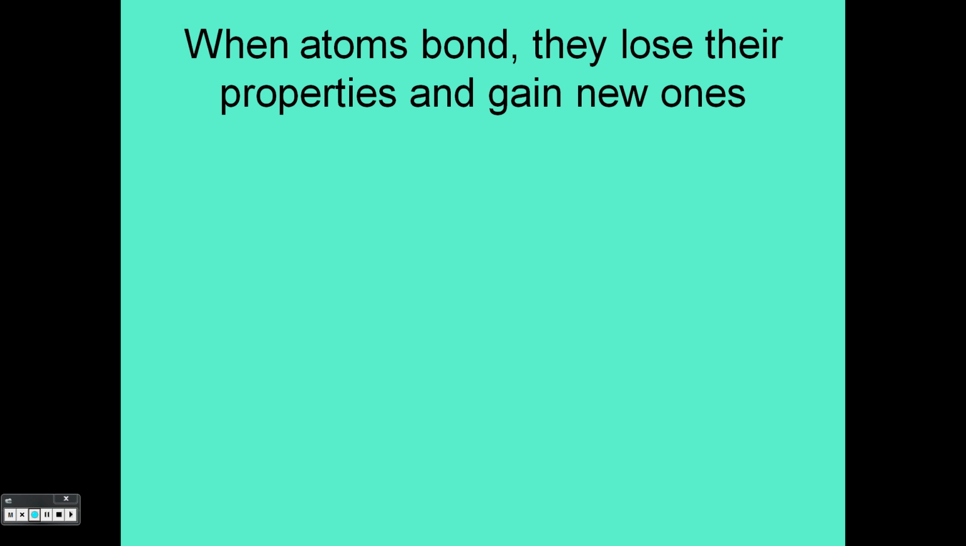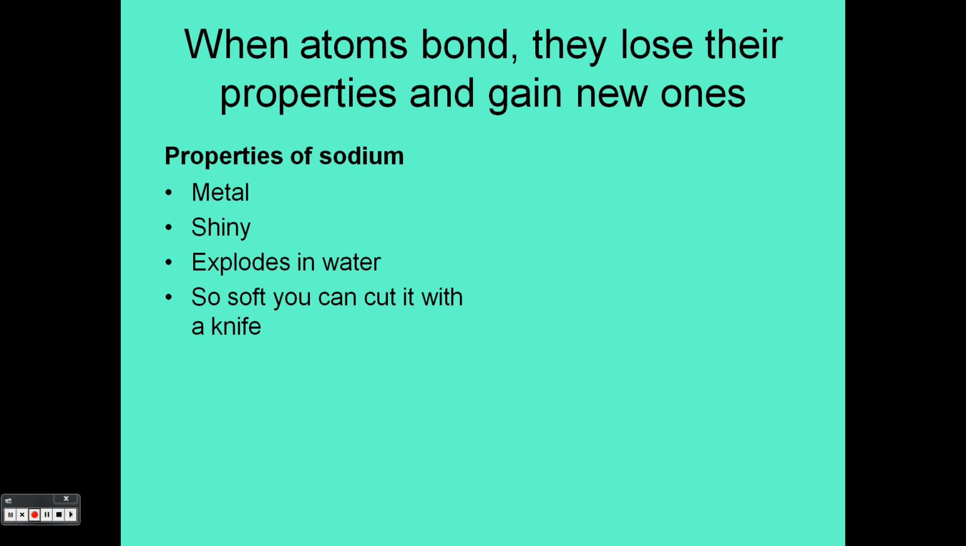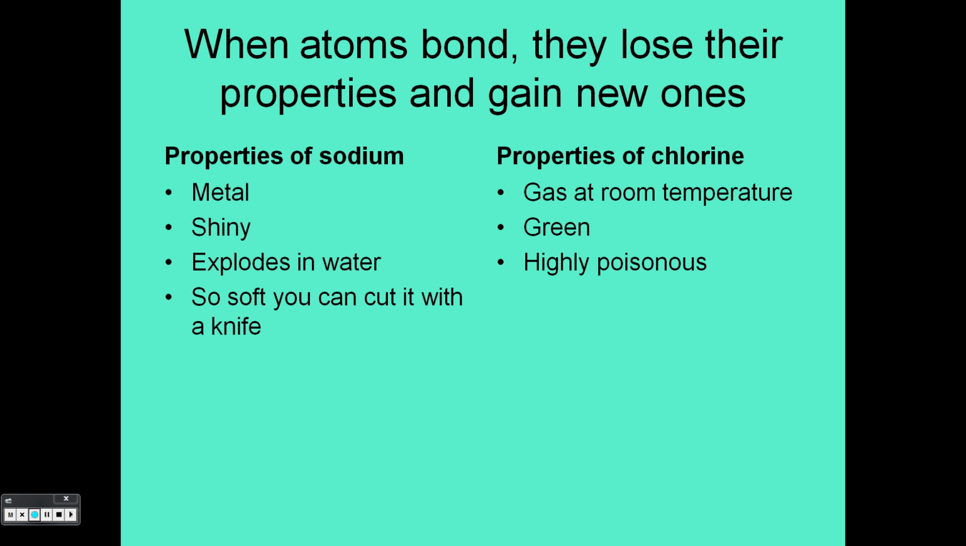One of the things to note, and this is true of ionic and covalent bonding, and we'll talk about covalent bonding in a couple weeks: when atoms bond, they lose their properties and they gain new ones. This might be self-evident to some of you, but I feel like it needs to be said. If we look at sodium, for example, sodium's a metal. It's shiny, it explodes in water, and it's so soft you can cut it with a knife, like a butter knife. Properties of chlorine: chlorine is a gas at room temperature. It's green. It's highly poisonous.